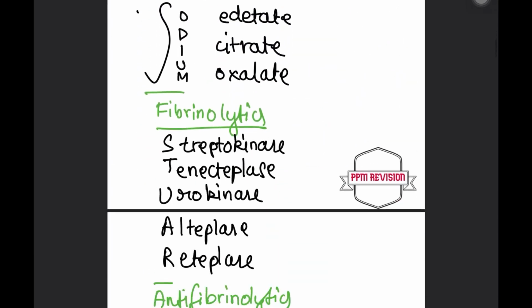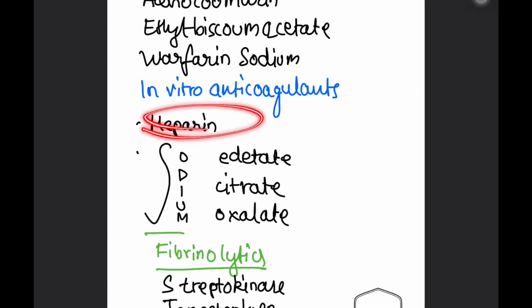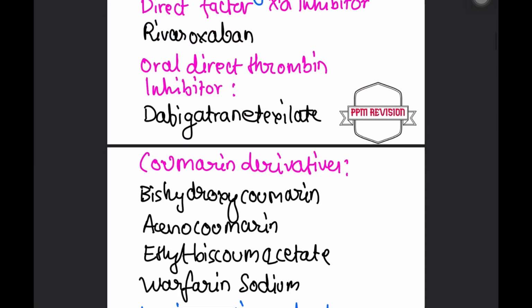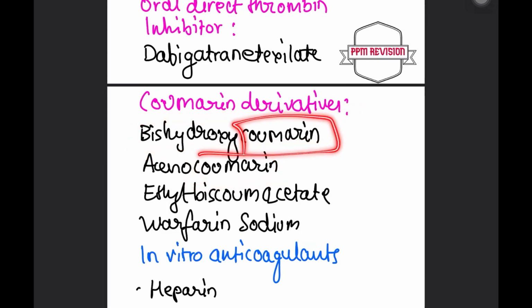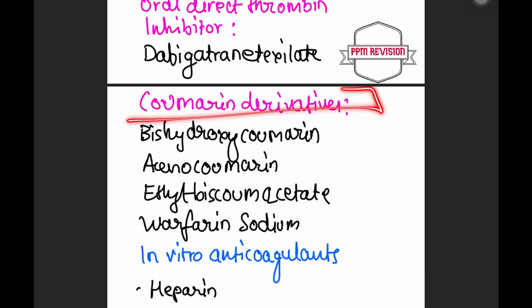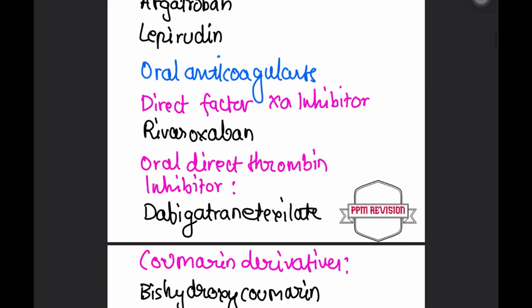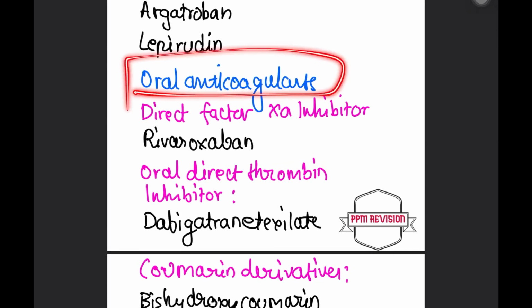Moving to in vitro anticoagulants, there is heparin and also sodium compounds, that is edetate, citrate, and oxalate. Then moving to coumarin derivatives, there is bis-hydroxycoumarin. All coumarin products are there: bis-hydroxycoumarin, acenocoumarol, ethyl biscoumacetate, and warfarin sodium. Very important, we need to know that warfarin sodium comes under coumarin derivatives. And then going to oral anticoagulants.